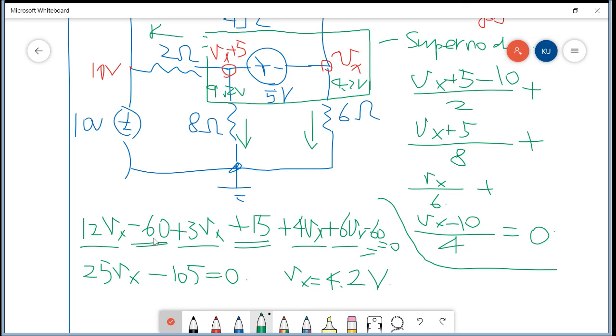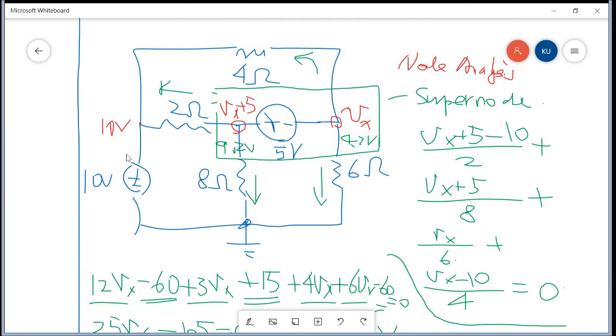And if you want to know the current going through this resistor going upward, it will be this current going this way plus the current going to the right hand side, which will be the current going through the 10 volt voltage source.